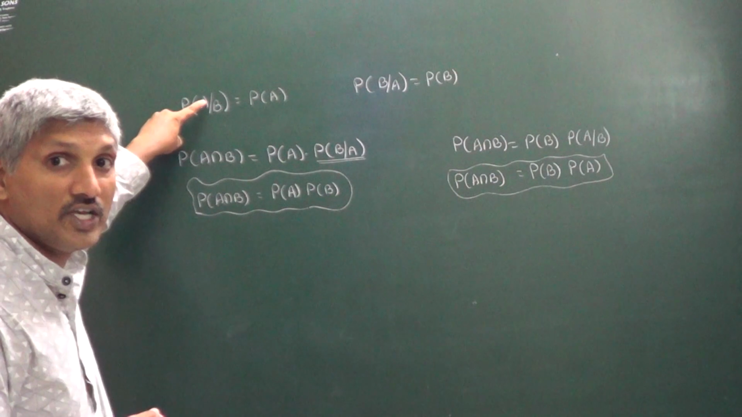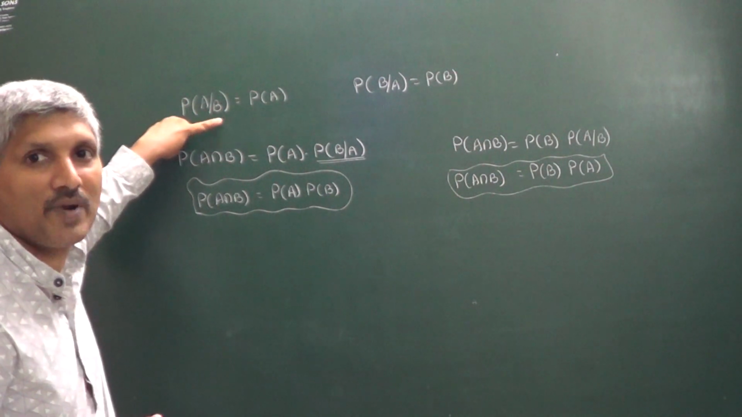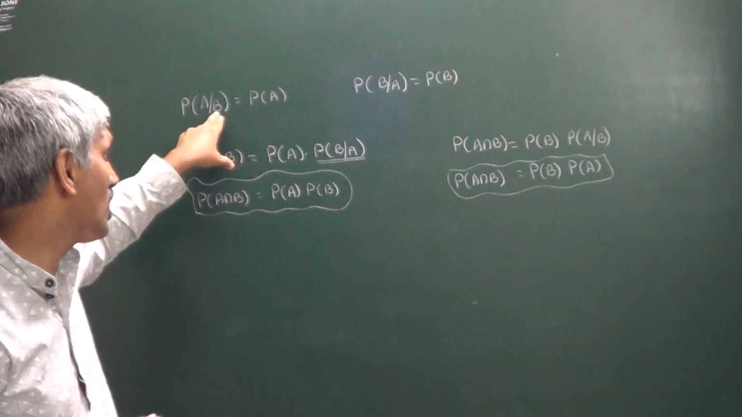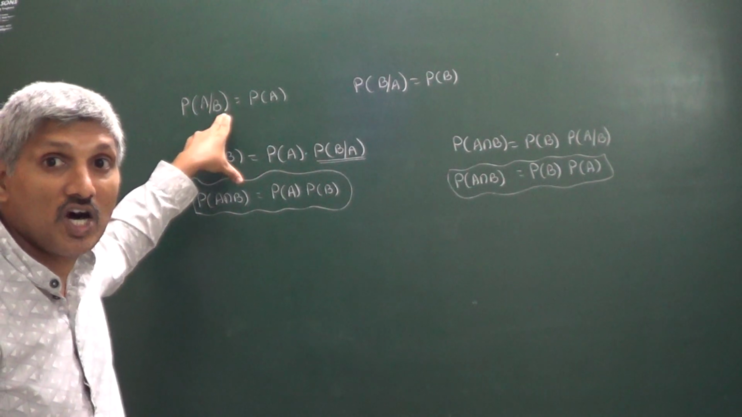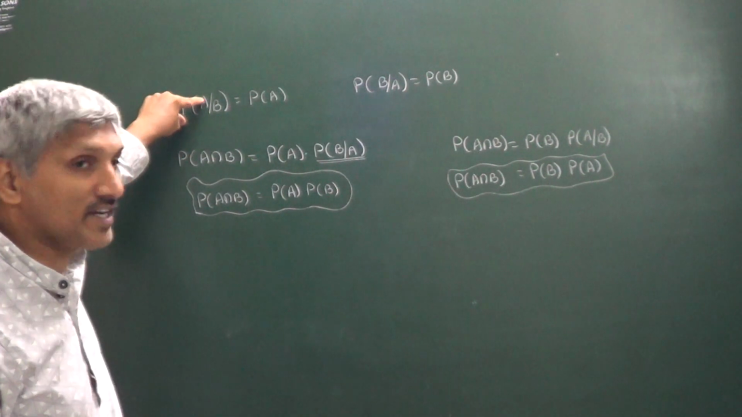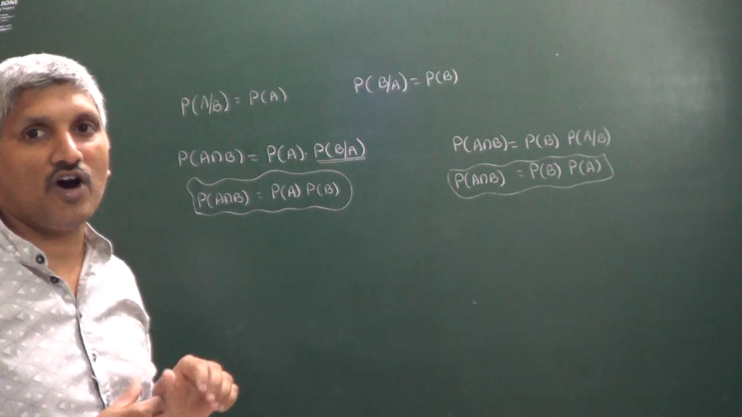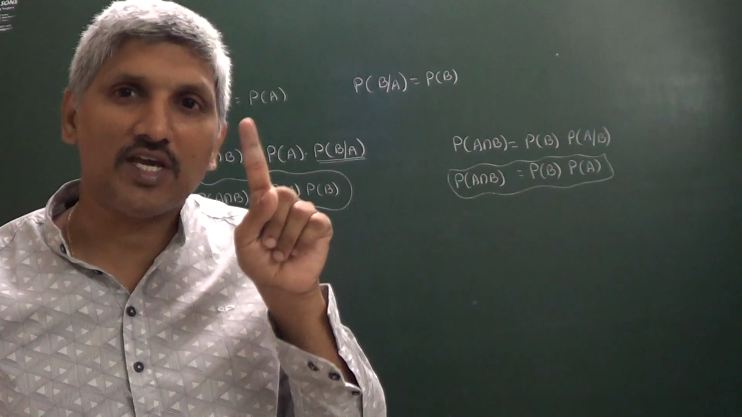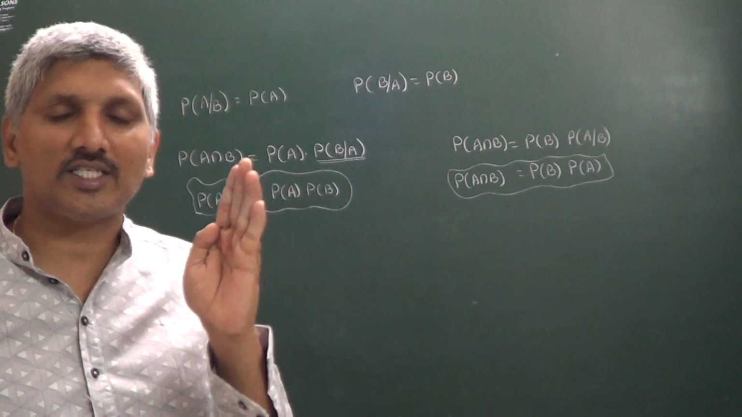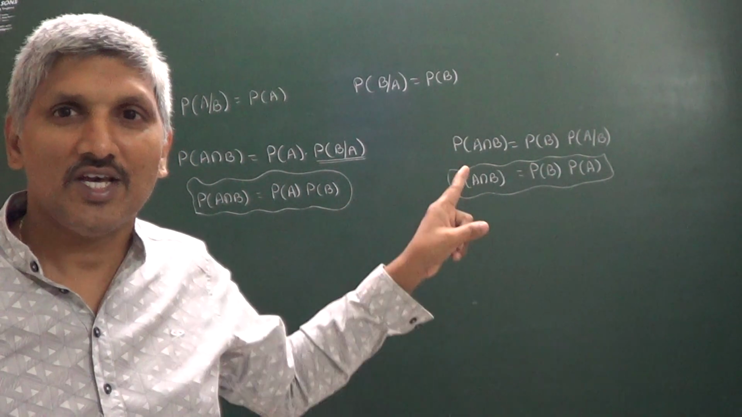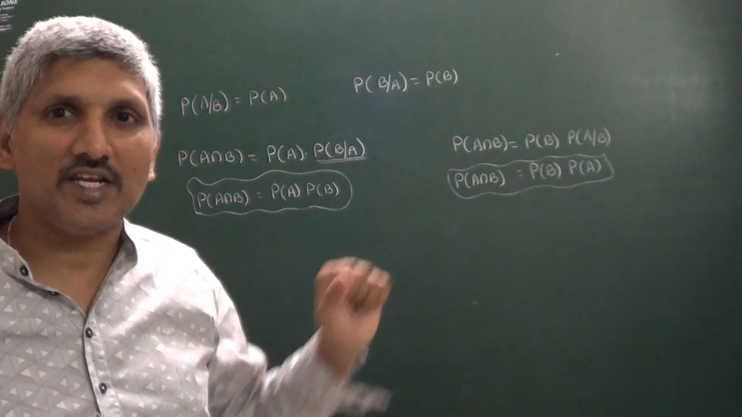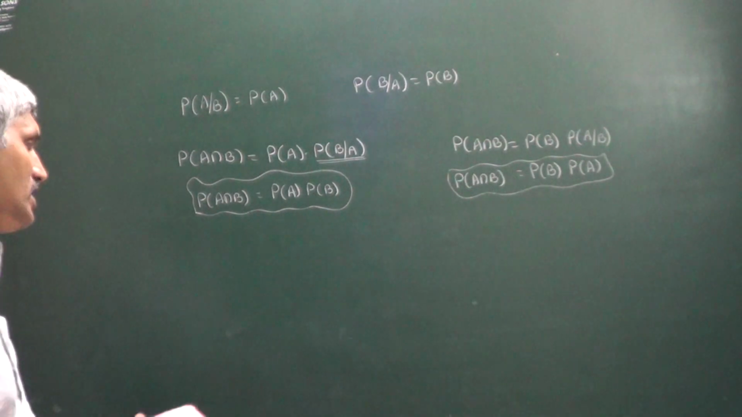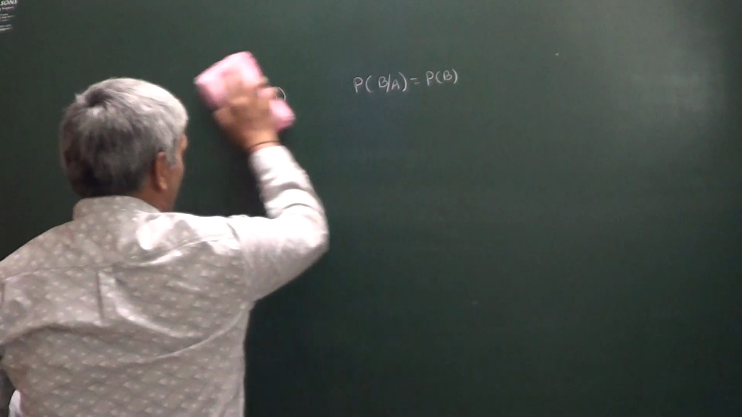That means the probability of occurrence of A does not depend on B. The occurrence or non-occurrence of B does not affect its probability, that is P of A by B. Mutually exclusive events means A intersection B is equal to phi and P of A intersection B is equal to 0. Whereas independent events means P of A intersection B is equal to P of A into P of B. Then we say that A, B are independent events.